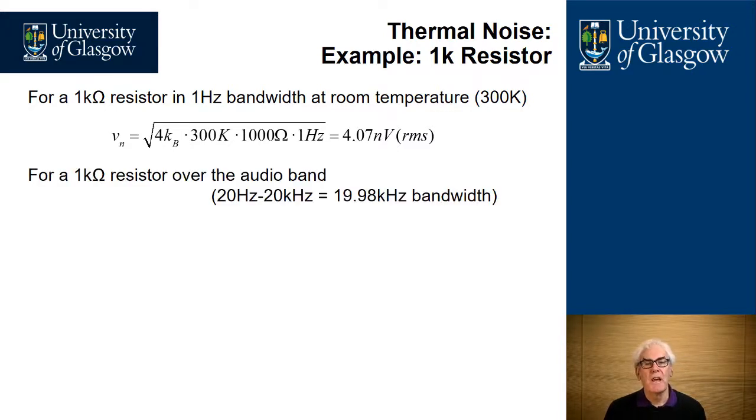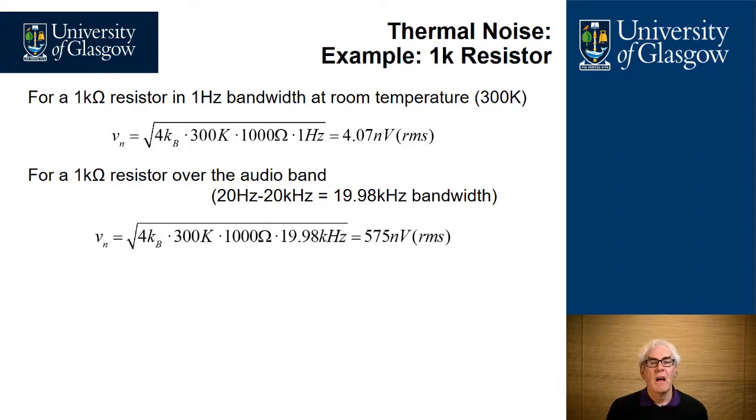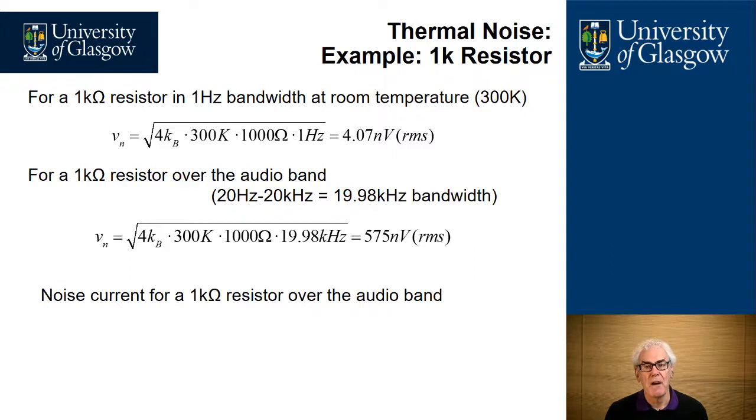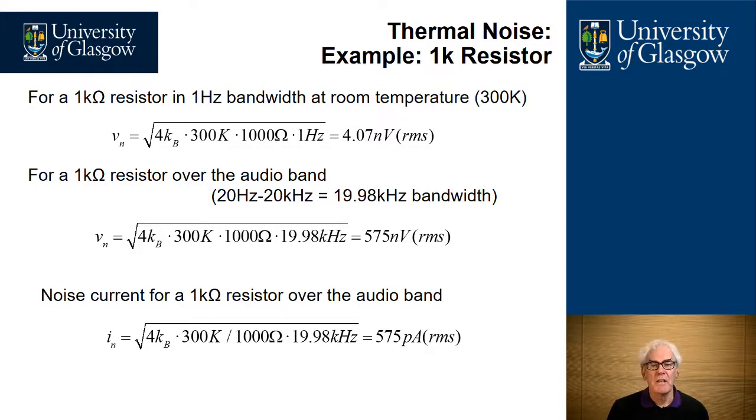If you were to apply a 1k resistor over the audio band, which goes from 20 Hz to 20 kilohertz, which is a 19.98 kilohertz bandwidth, then the same 1k resistor would produce 575 nanovolts RMS. So in a bandwidth of 1 Hz, it would produce 4.07 nanovolts per root hertz, but in a 20 kilohertz bandwidth, it would produce 575 nanovolts. And relating that to a noise current, for the same 1k resistor, it would generate a noise current of 575 picoamps RMS over the same 20 kilohertz bandwidth.